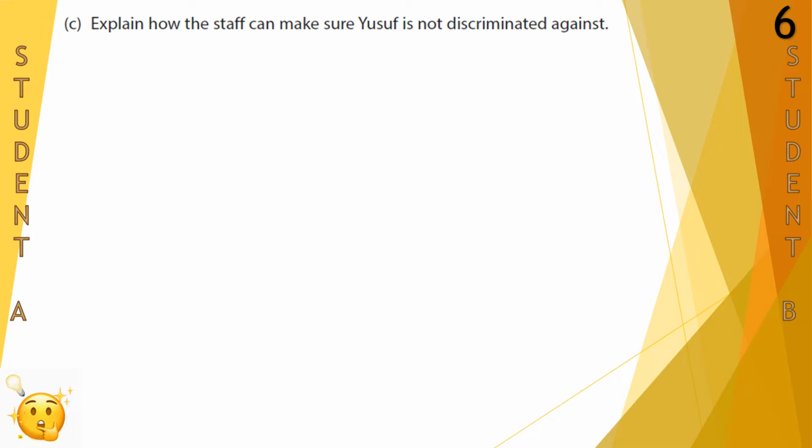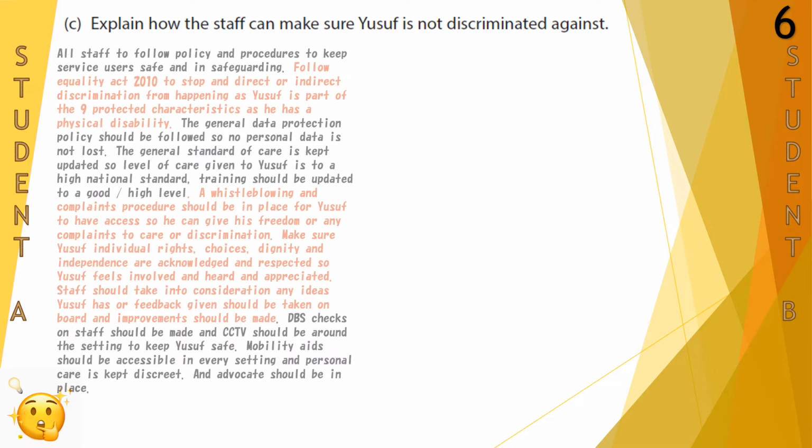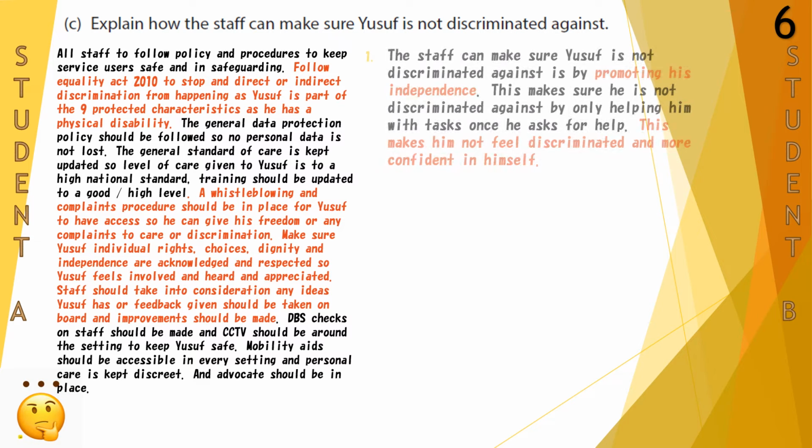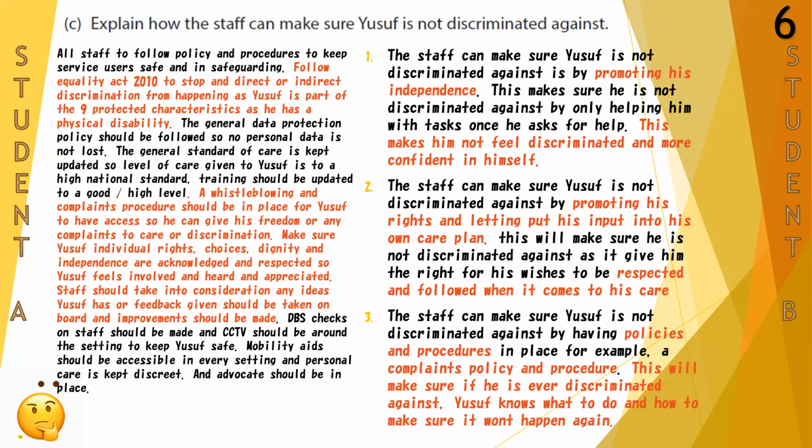And then we move on to question 6. This is where we start to see a little bit more difference between their responses. The question is how staff can make sure Yusuf is not discriminated against. They both produce quite substantial answers here, and I've tried to highlight in red the key bits of the answers they put forward. So you can see the 2 differences in the way they're laid out. Student A wrote substantially more than student B. Student B has laid out their answer in 3 bullet points, 1, 2, 3, and I think the structure of their answer has helped with this.